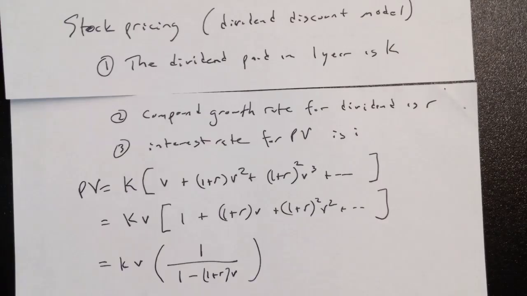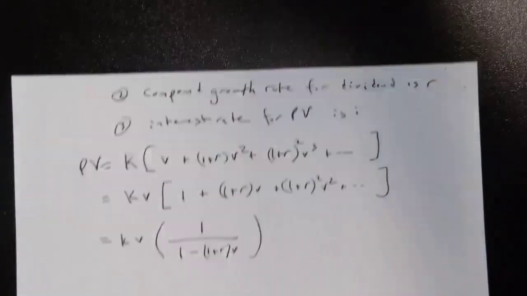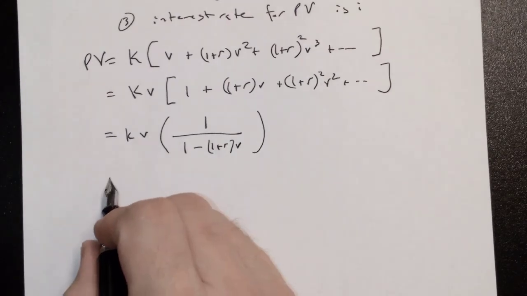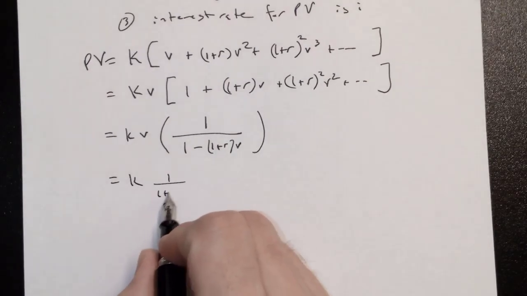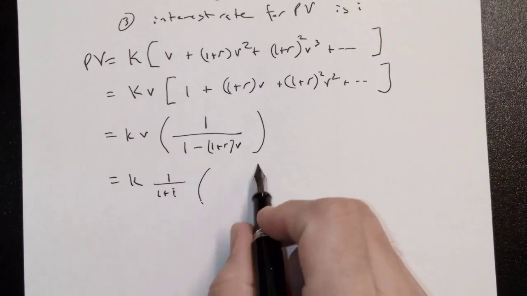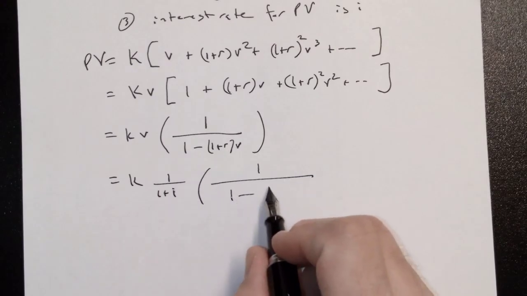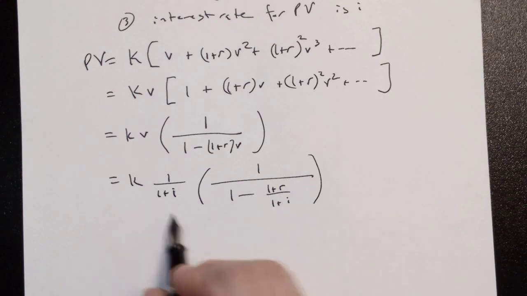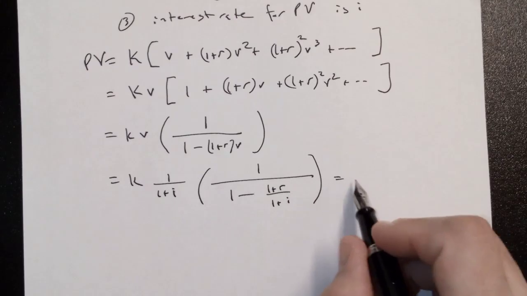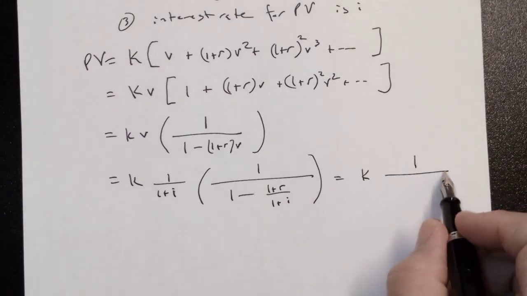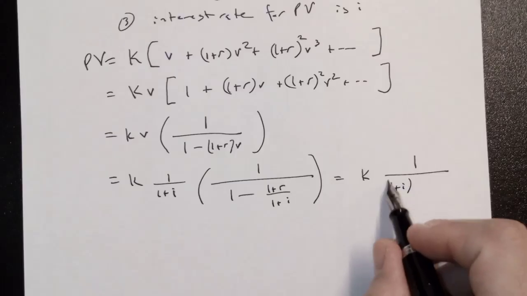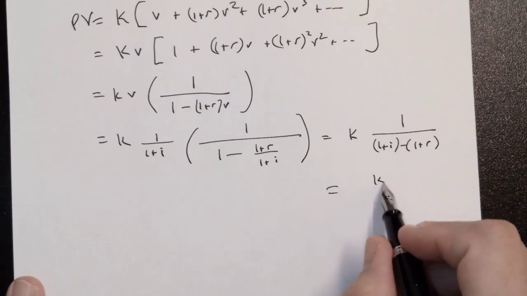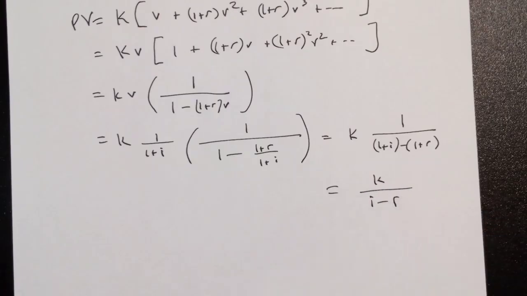I don't like writing this in V. I'm going to rearrange this and I'm going to write it in I. So this is K times 1 over 1 plus I times 1 over 1 minus 1 plus R over 1 plus I. I'm going to multiply that in on the bottom. So the K stays here and I get 1 over 1 plus I minus 1 plus R. Look how familiar that is. K over I minus R.